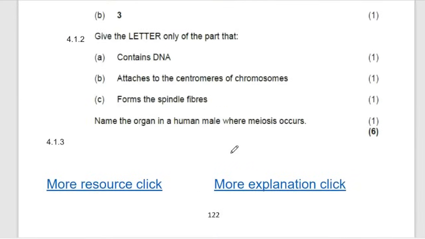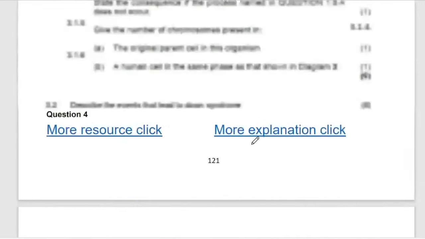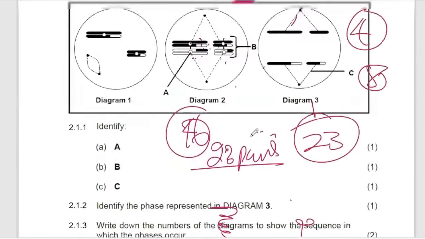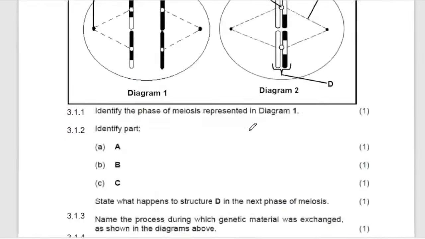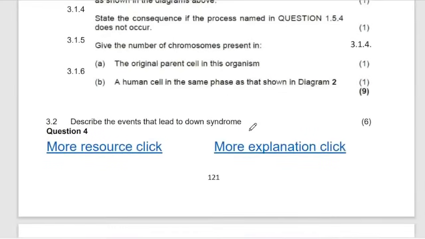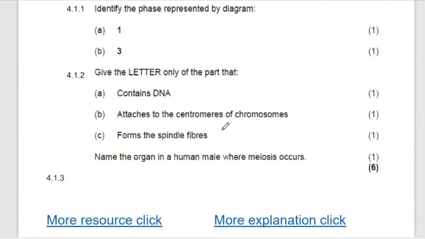Number 3, give 2. Let me check here. Metaphase 1 and anaphase 1, those ones you can do. Describe 2 ways in which this is Down syndrome. We have answered that one. Name the organ in female where meiosis occurs. Meiosis occurs in the testes in the case of male, and in the ovary in female, to produce ovum.